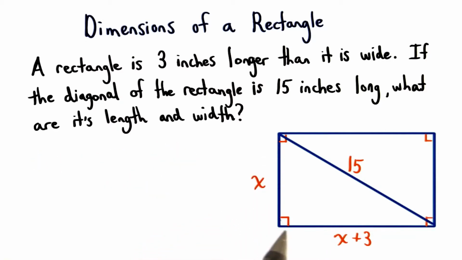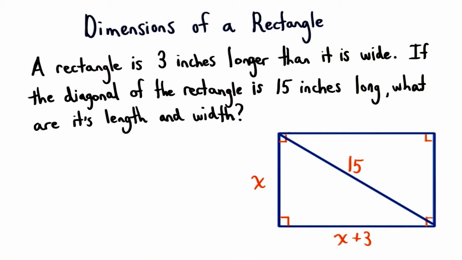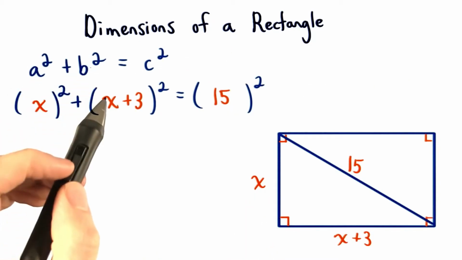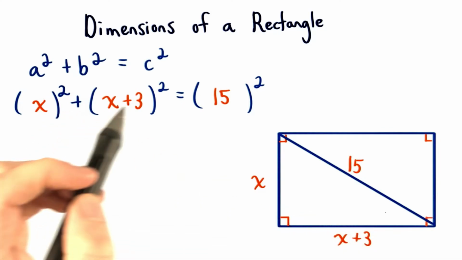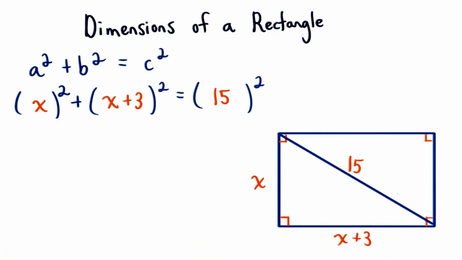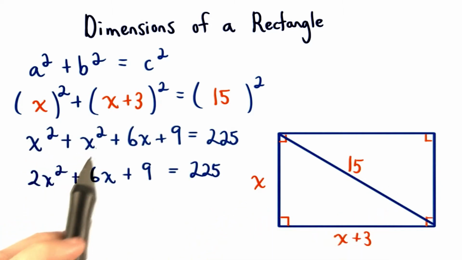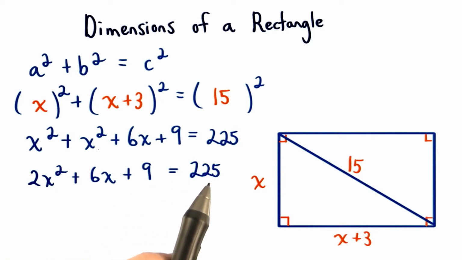Now we have a right triangle, and we're ready to use the Pythagorean theorem to solve for x. We'll square each of the legs, and we know if we sum those squares together, we'll get the square of the hypotenuse, or 15 squared. We'll combine these like terms together to get 2x squared plus 6x plus 9 equals 225.